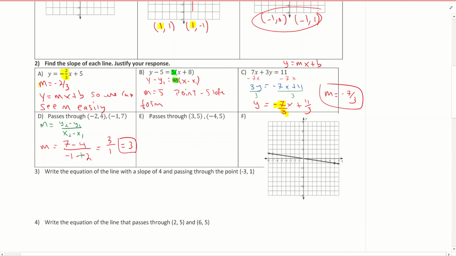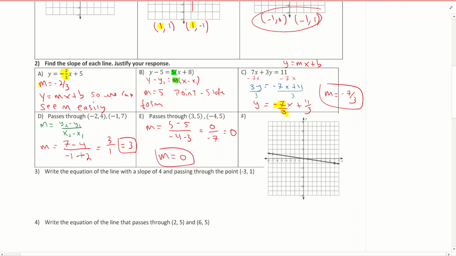All right, same idea for this next one. We're going to do that same formula. This time we're going to do 5 minus 5 over negative 4 minus 3, which is going to give us 0 over negative 7. 0 divided by anything is 0, so our slope here is 0.